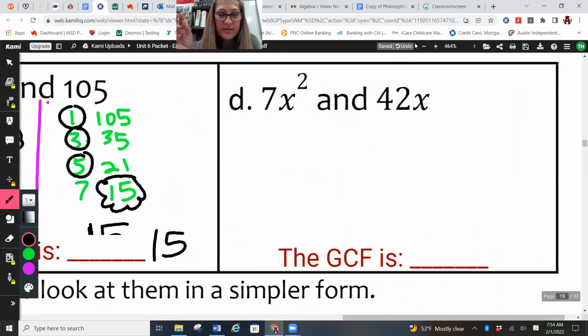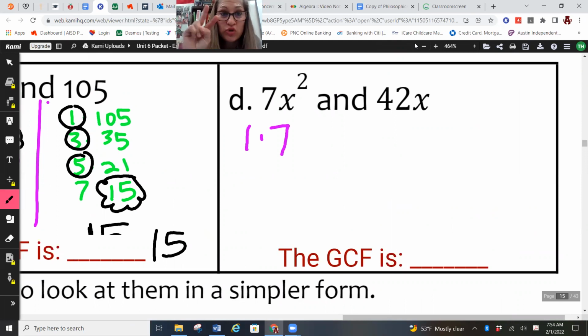Okay, now let's get to the more algebra example. Let's multiply. What numbers multiply to make 7? Well, 7's prime. Prime means 1 times 7 are the only 2 numbers that ever multiply to 7. Now remember, x squared is x times x. Makes x squared.